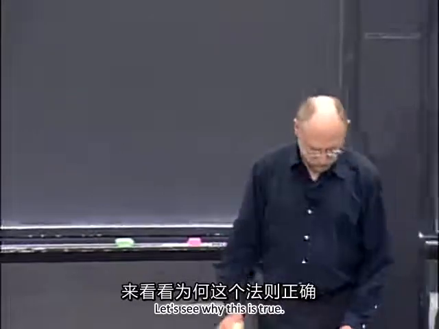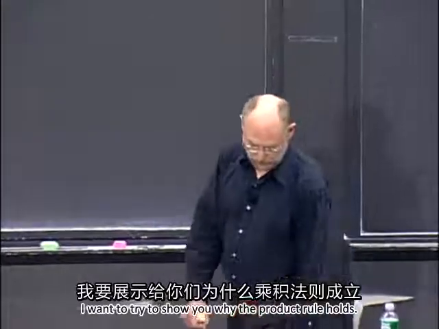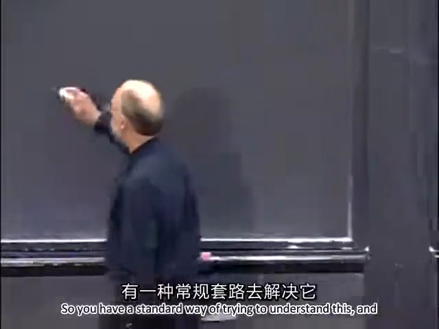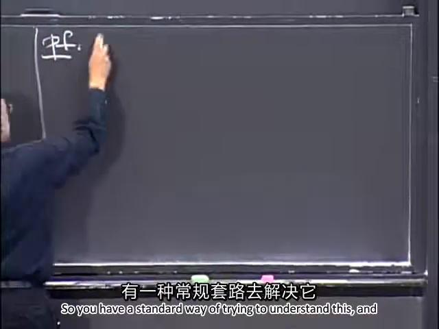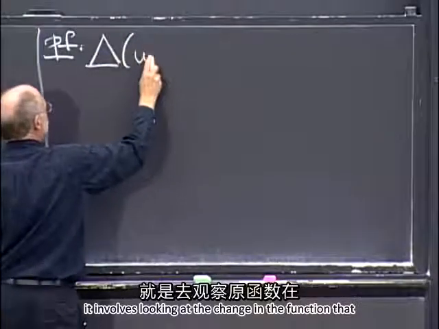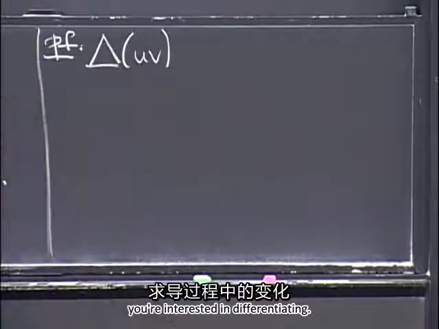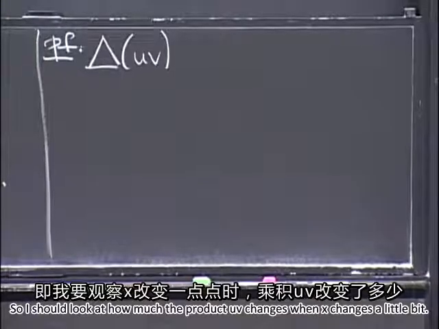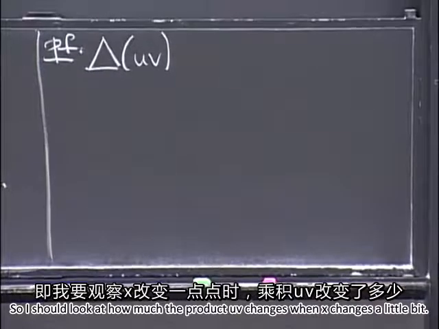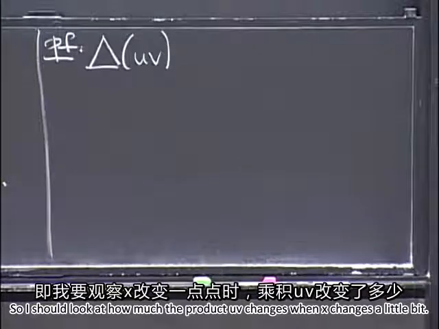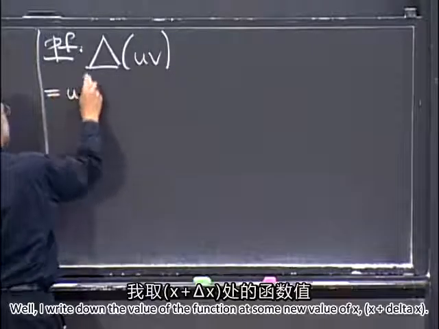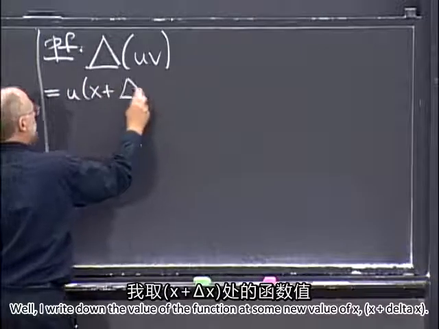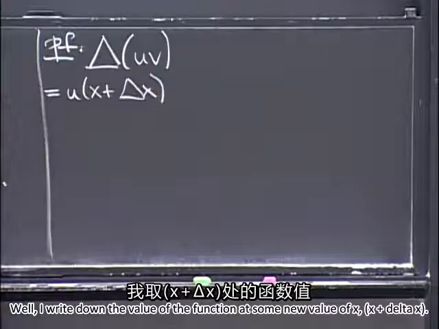Well, let's see why this is true. I want to try to show you why the product rule holds. So I think you have a standard way of trying to understand this. And it involves looking at the change in the function that you're interested in differentiating. So I should look at how much the product uv changes when x changes a little bit. Well, so how do we compute the change? Well, I write down the value of the function at some new value of x plus delta x.